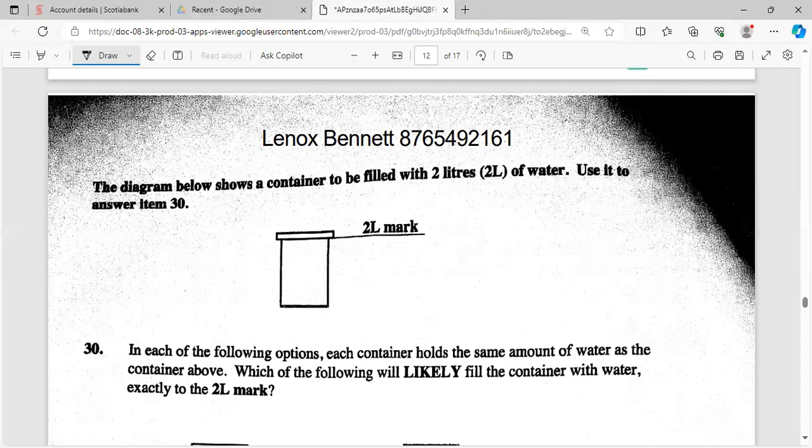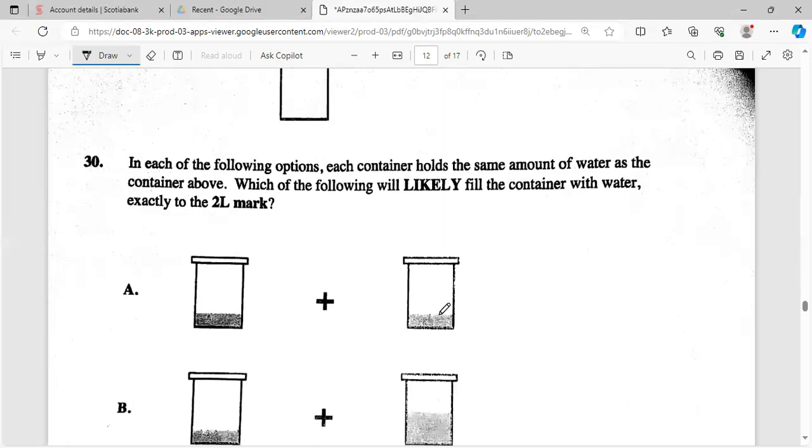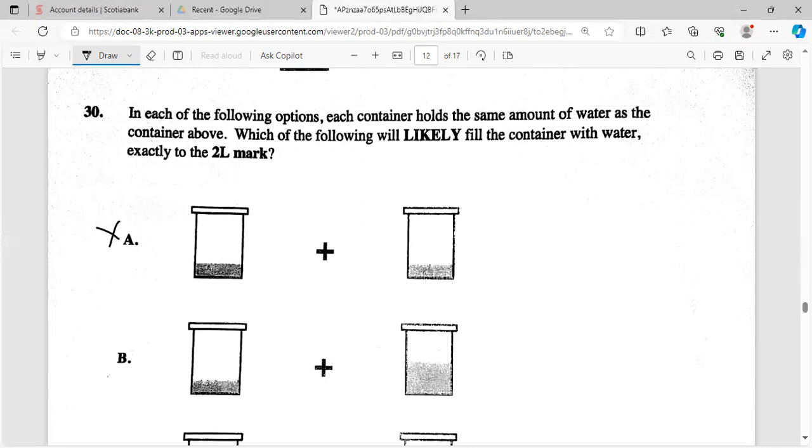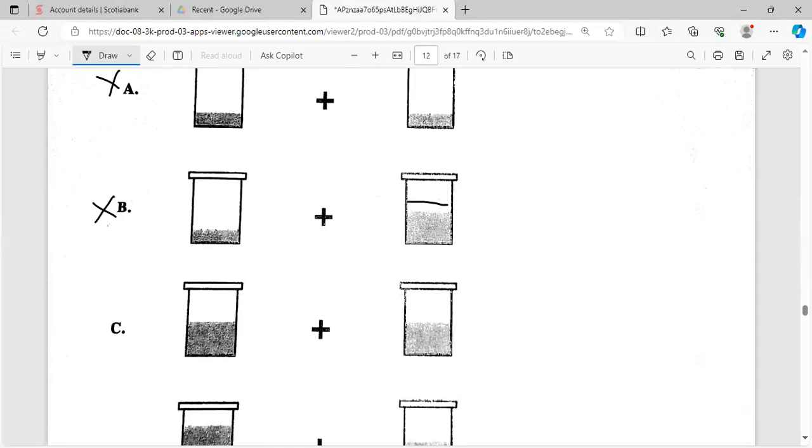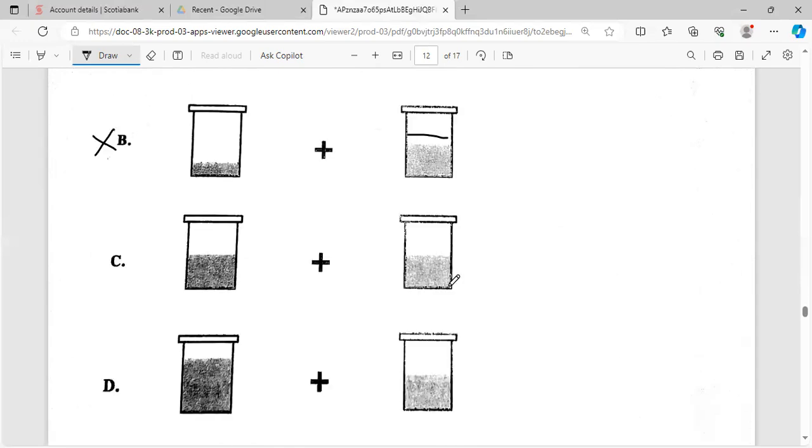In each of the following options, each container holds the same amount of water as the container above. Which of the following will likely fill the container with water? Exactly 2 liters. It's not 2 liters. It's too small. This one is a little bit more, but it will reach up about 3/4. So it will reach about here. So only 2 options are left. Definitely I'm going to go with C because it's halfway. Halfway. Yeah. But this one, no, this is already 3/4, right? So about here. So I'm going to go with C. Very nice question though.